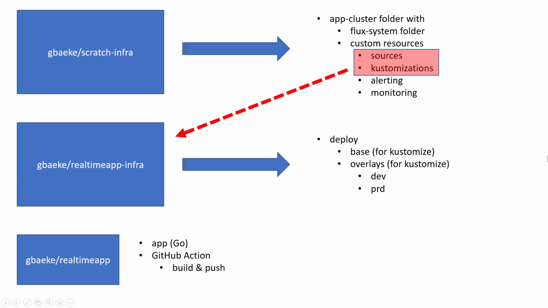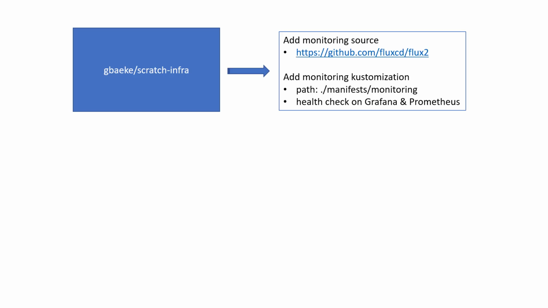Now, let's look at what we have to do monitoring. We use the same bootstrap repository, in this case Scratch Infra, and I'm going to add components. I'm going to add extra files to this repo that Flux can then use to install the monitoring components. Now, what the people of Weaveworks have done is they have provided a Git repo, Flux 2, with a folder called Flux 2, and that one contains source files, YAML files that deploy Grafana and Prometheus.